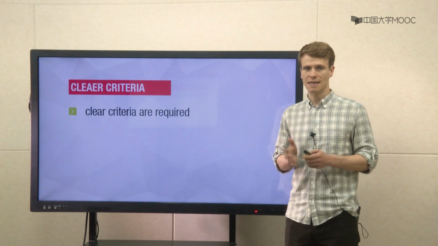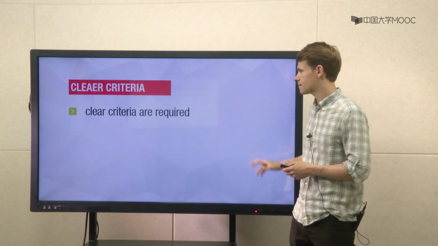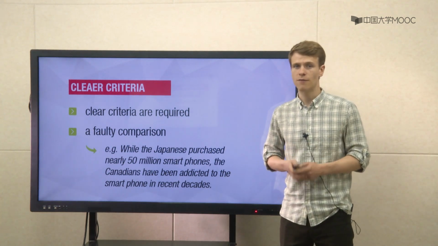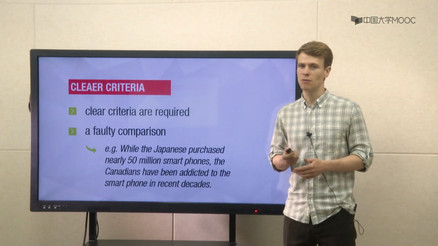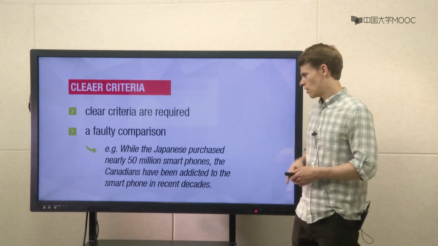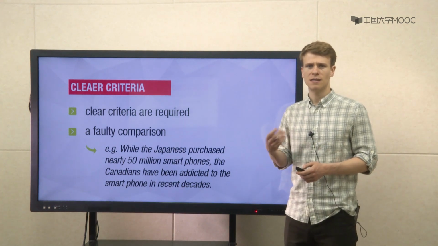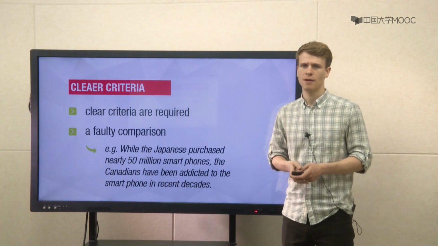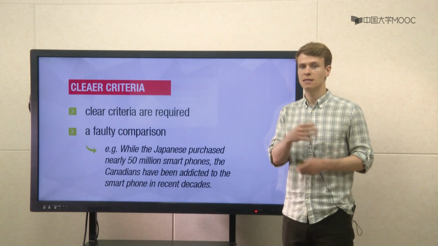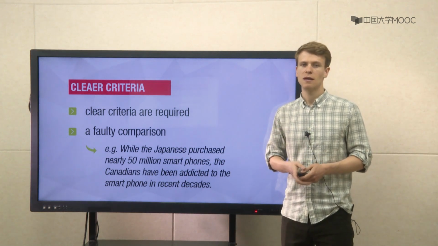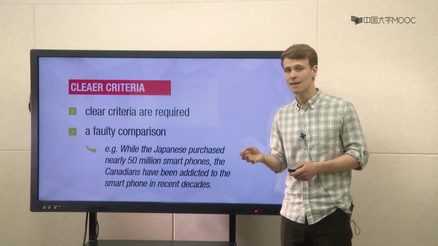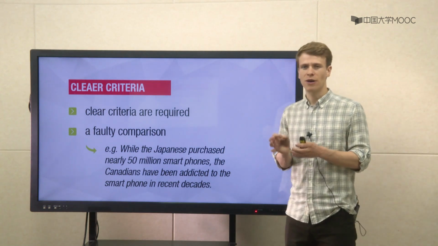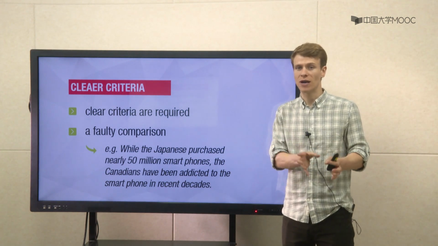The following sentence is an example of a faulty comparison. While the Japanese purchased nearly 50 million smartphones, the Canadians have been addicted to the smartphone in recent decades. Although this sentence contains a transitional phrase, the criteria for contrasting is not the same. The criterion used for the Japanese is the number of smartphones purchased. A similar criterion should be used for the Canadians. Perhaps they bought 3 million. But instead, a different criterion is used that does not directly contrast with the first.